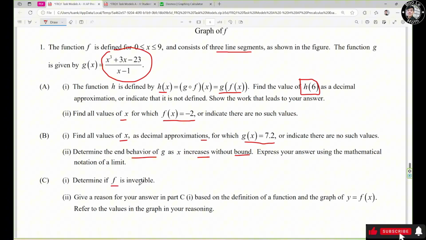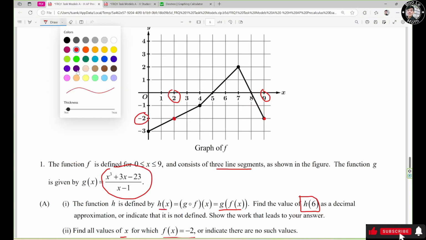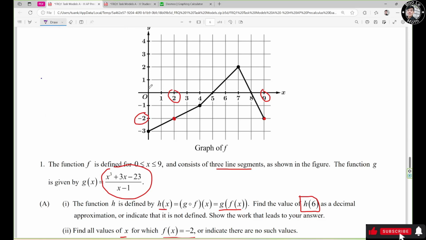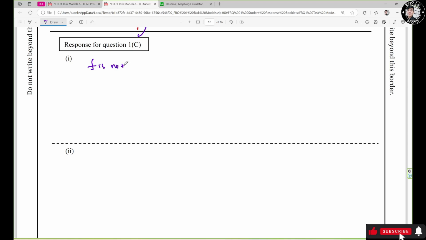Now let's move on to question C i. Determine if the function f is invertible. Give a reason for your answer in part C i based on the definition of a function and the graph of y equals f of s. In order to do this question, we need to use the horizontal line test to see if the function is invertible. So we just draw the horizontal line. We see that there are two intersections right here. So the function f is not invertible.